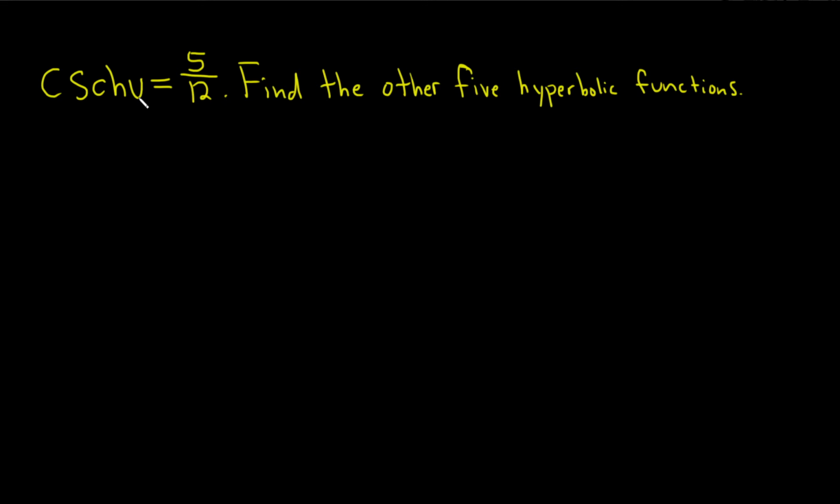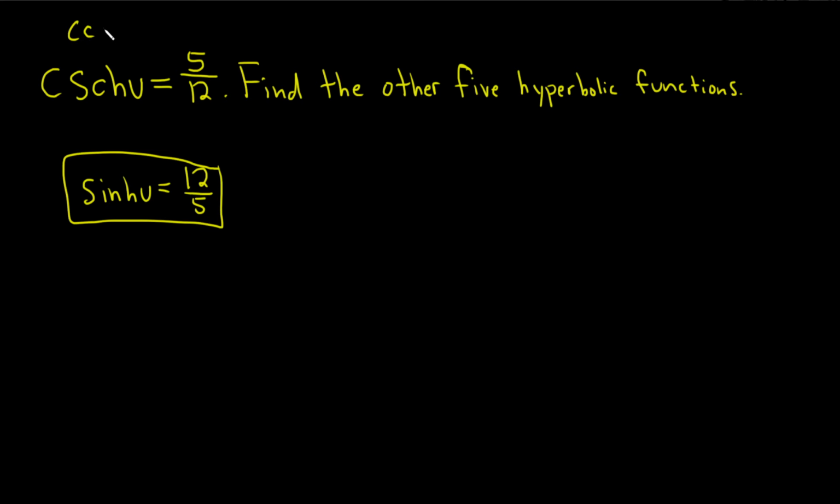So we'll start by finding the reciprocal of this. The hyperbolic sine of u is just the reciprocal of the hyperbolic cosecant. So you just flip it, and you get 12 over 5. That's an easy one to start with. This is just because they're reciprocals, right? Again, hyperbolic cosecant of u is equal to 1 over hyperbolic sine. Likewise, hyperbolic sine of u is equal to 1 over hyperbolic cosecant. So you just flip it to find the other one.